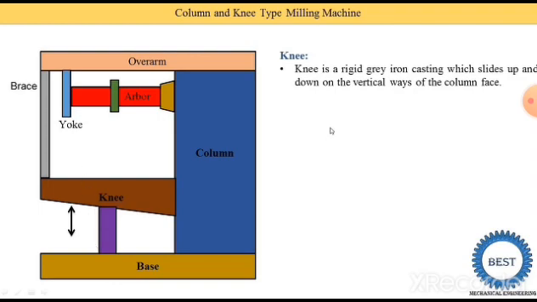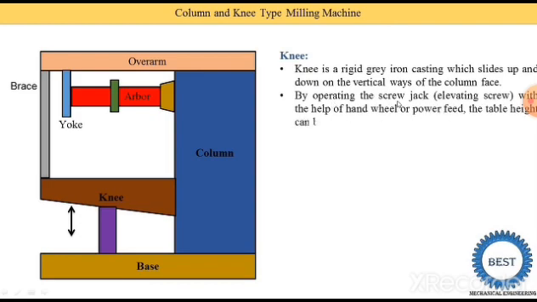Okay. Due to this up and down movement, which things are controlled? By operating the screw jack or elevating screw with the help of the hand wheel or power feed, the table height can be adjusted. That means the space between the cutter and the table is adjusted by moving the knee up and down, and the knee moves up and down by the screw jack or elevating screw, which is operated by the hand wheel or by the power feed.